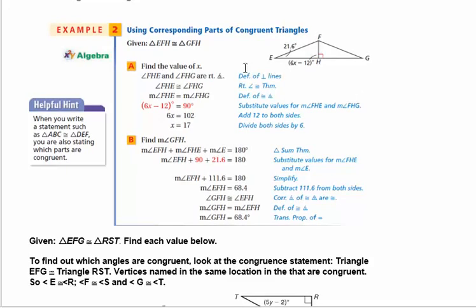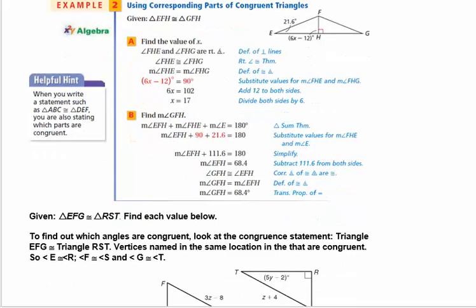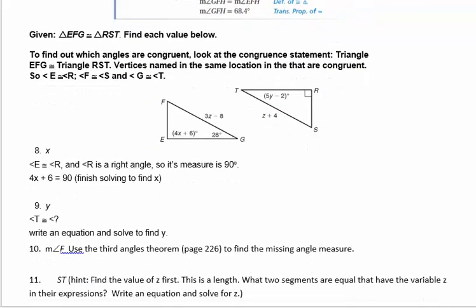So we can use corresponding parts of congruent triangles and some algebra skills in order to find missing angle values or to find a variable. To save some time, we're just going to go ahead and start with one of your problems. Here we have 2 triangles, and it is given that these 2 triangles are congruent. The congruent marks are not on here yet, so you might want to start with labeling the angles that would be congruent and the sides that would be congruent.